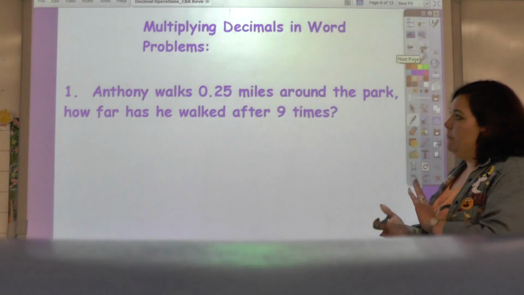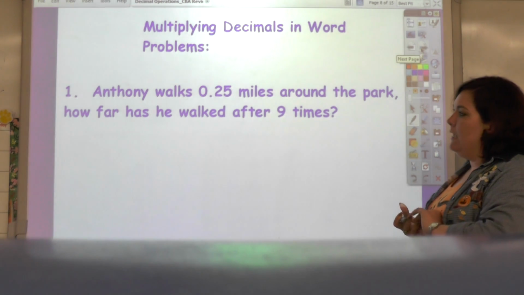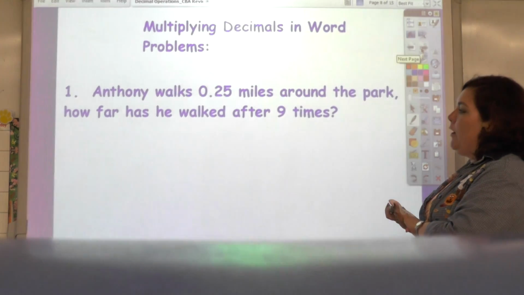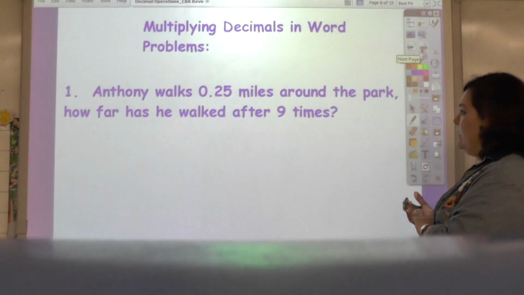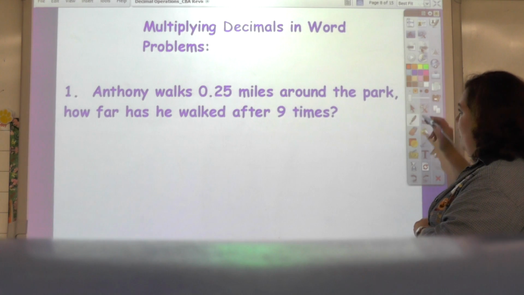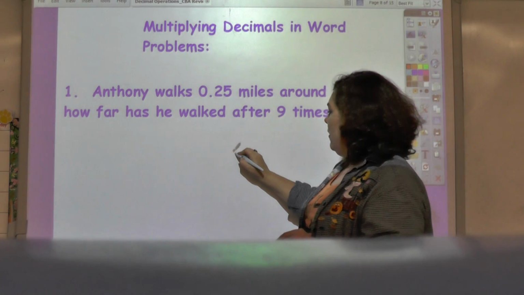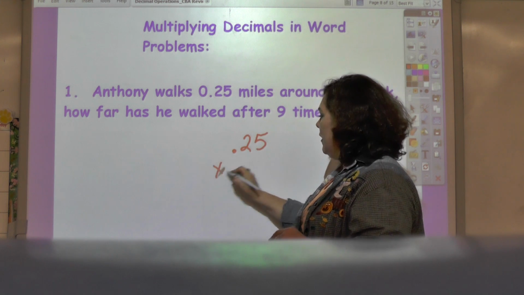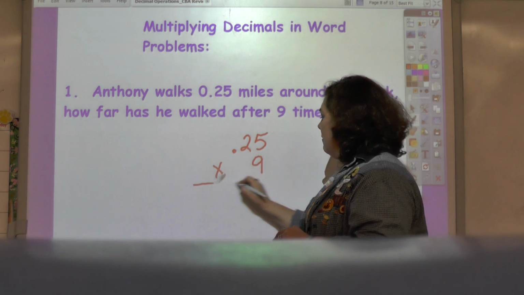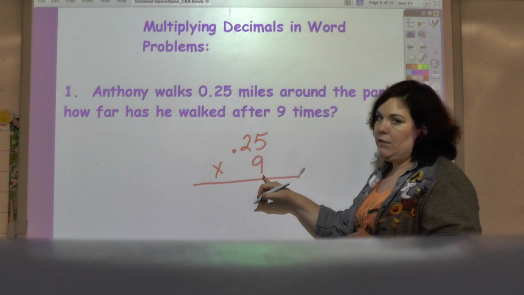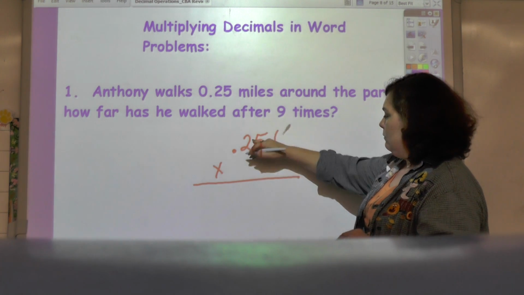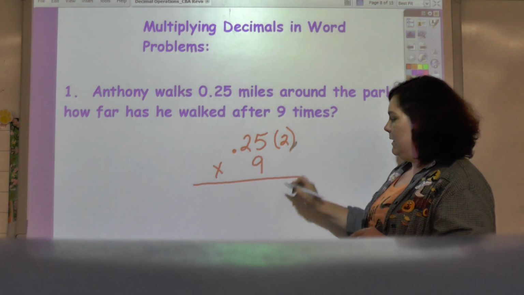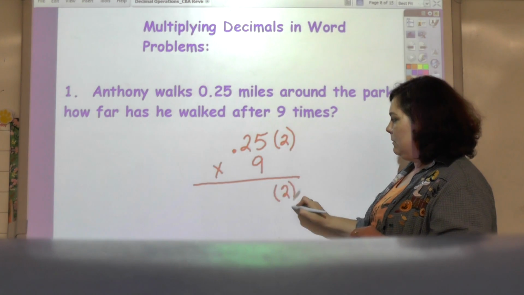So you're going to see multiplying in word problems, and it says Anthony walks 2.500 miles around the park. How far has he walked after 9 times? So that's going to tell me to multiply. So I'm going to put 0.25 on the top because it's bigger, and I'm going to put 9 on the bottom because it has fewer digits. And this has more digits, it's not a bigger number. And I've got 2 decimal places, so my answer is going to have 2 decimal places.